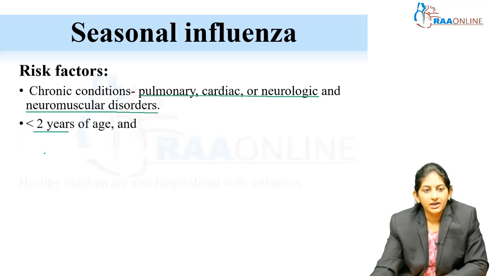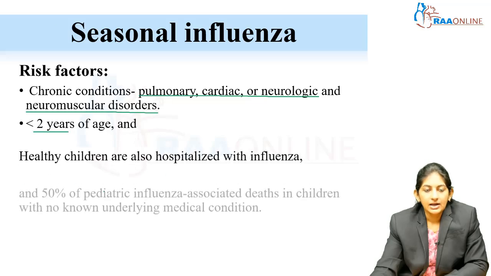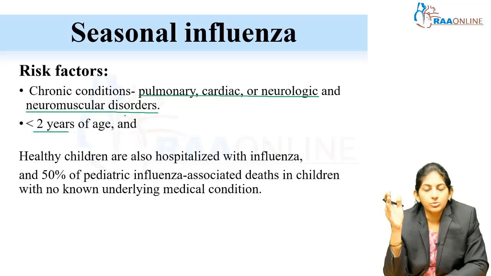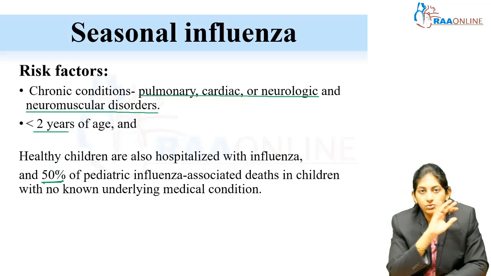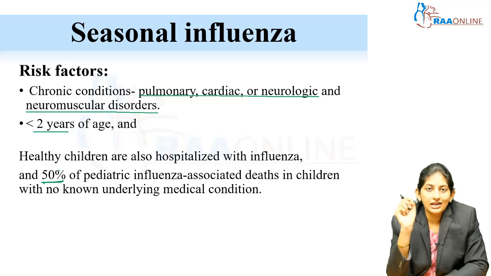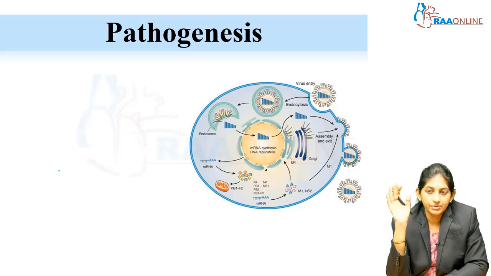Children less than 2 years of age are also at risk. But even up to 5 years, nowadays even up to 7 years, we are giving the influenza vaccine. These are the risk factors. But even healthy children can get hospitalized with influenza, and according to Nelson, up to 50% of the pediatric influenza associated deaths have occurred in children who have no underlying medical condition. So completely healthy children have also died due to influenza. This underlines the need for the influenza vaccine and prevention of influenza from person to person.